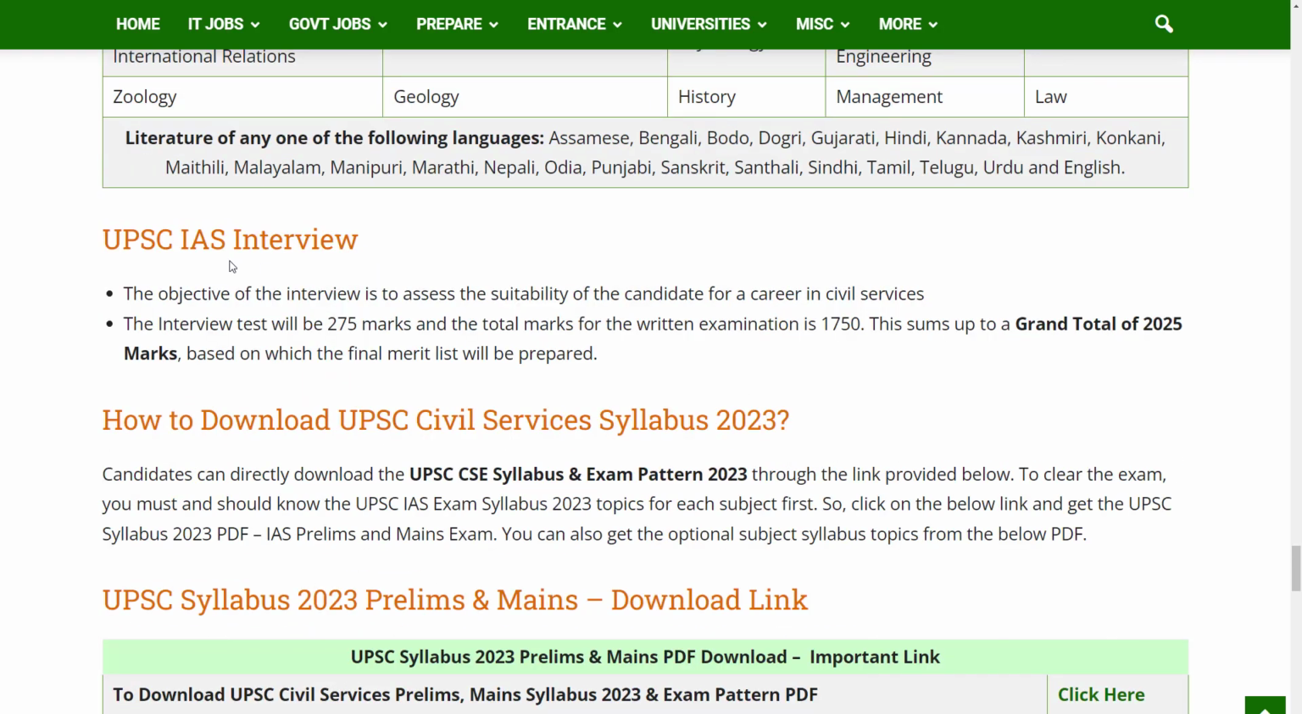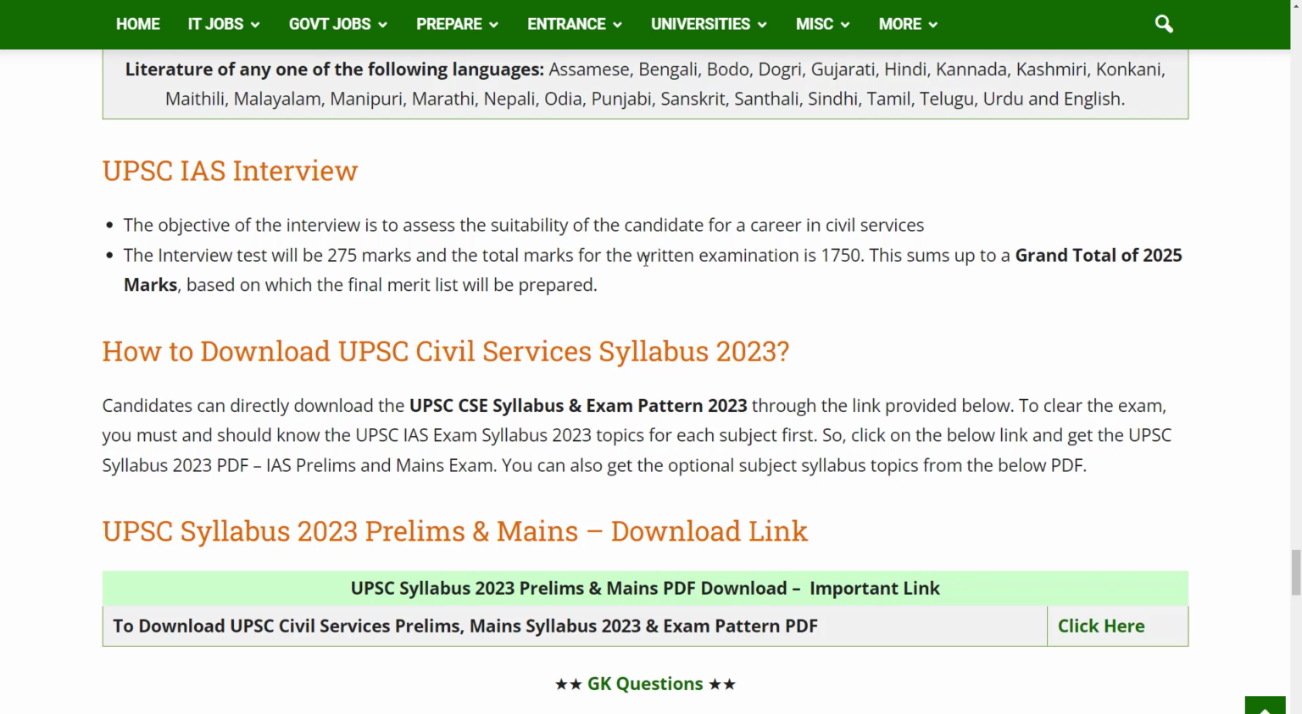And while looking at the interview details, the objective of the interview is to assess suitability of the candidate for a career in civil services. The interview test will be of 275 marks and the total marks for the written examination is 1750. This sums up to a grand total of 2025 marks.